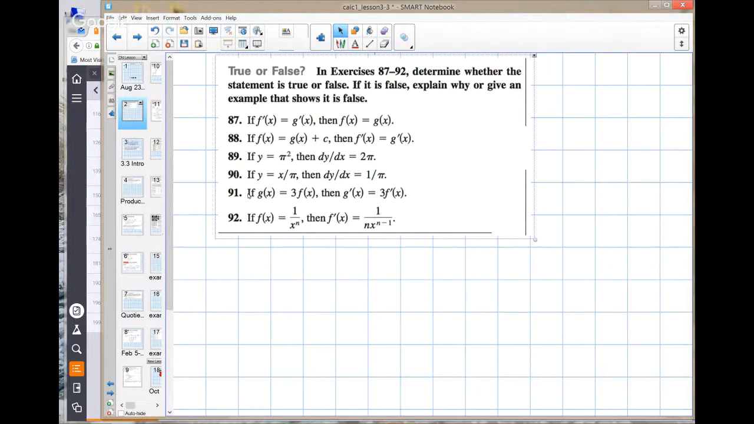So what did they say in the back? It's not in the back. Oh, okay. So I would totally agree with you, it's got to be true. So then would 90 also be true? I think 90. If y equals x over pi.